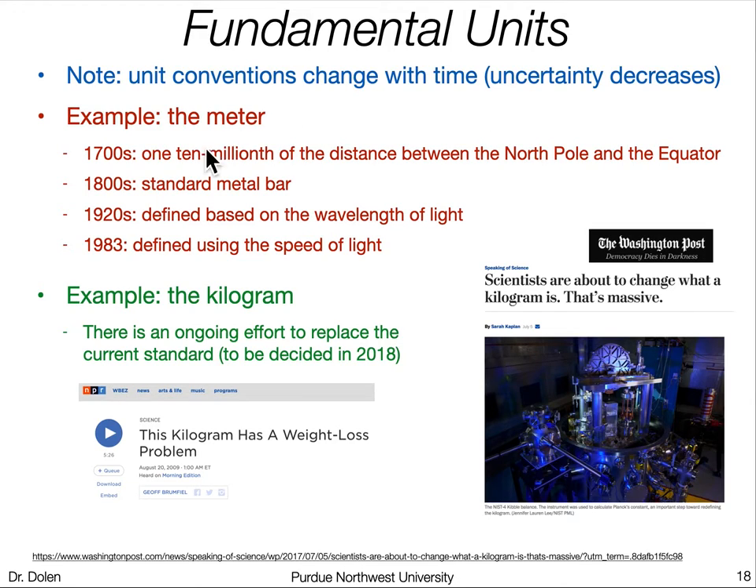So in the 1800s, instead, they decided to use just a standard metal bar to define what a meter is. But again, that works, but a metal bar changes in size, right? As temperature changes, metal is going to expand or contract, right? So a metal bar is not the best way to define a meter. In the 1920s, we started defining the meter based on the wavelengths of light. And finally, it wasn't that long ago, 1983, the meter was defined using the speed of light. Right? So the definition of a meter has changed with time.